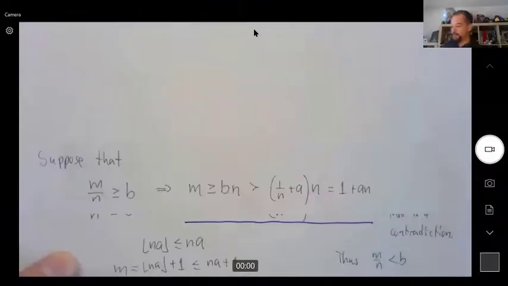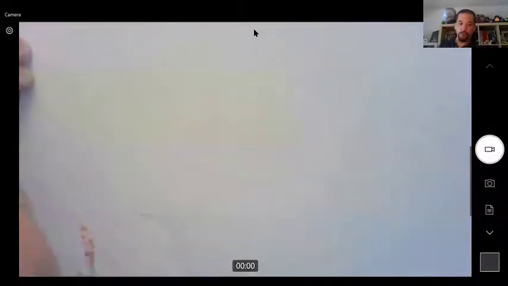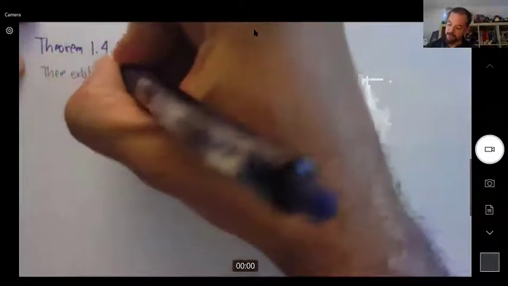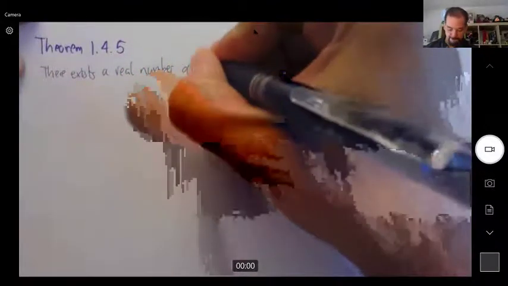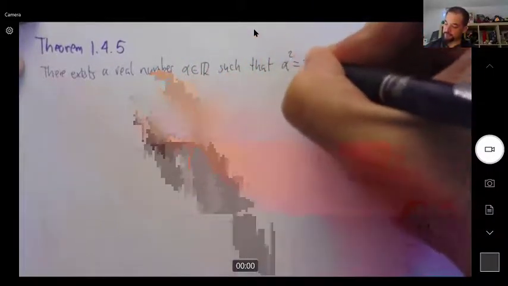So moving on, this is the last part that I want to do from 1.4, and now we actually have a way to properly define square roots, and we're just going to do it with one particular instance as an example. And so this is theorem 1.4.5, and this is what it says. It says there exists a real number alpha, such that alpha squared equals 2.